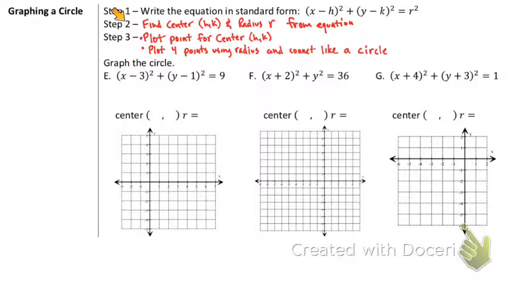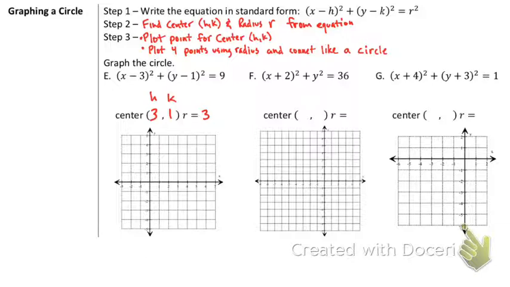Step 1 is done. Step 2, I want to find the center, H and K. So H and K are found by the number adding with the X and the number adding or subtracting with the Y. We just switch the sign. So my H is going to be 3 and my K is going to be 1. Okay, so H, K, that's my center. And then my radius can be found by taking the square root of your answer, 9. So the square root of 9 is 3. Okay, that is step 2.